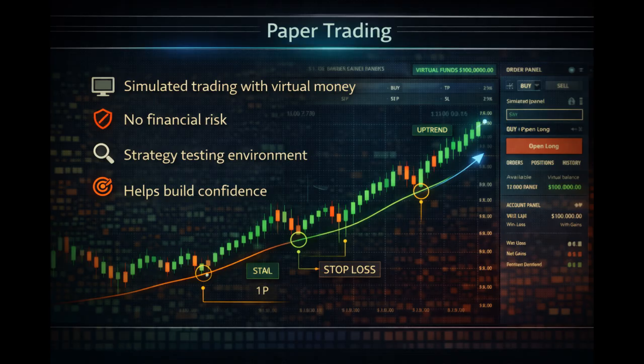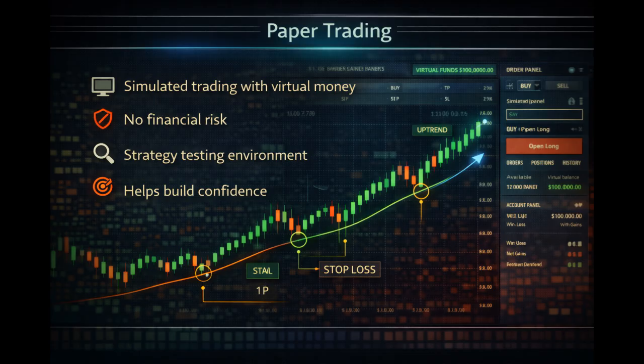Example of paper trading in practice. Consider a trader analyzing a Renko chart of Bitcoin using a strategy based on trendline breakouts. 1. The trader identifies a breakout above resistance at $70,500. 2. The trader enters a simulated buy order at $70,500.